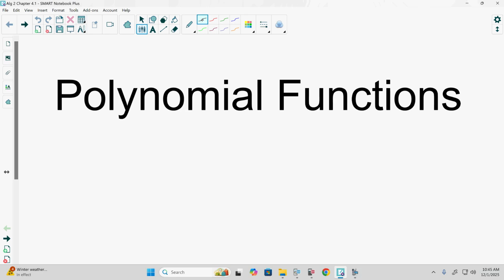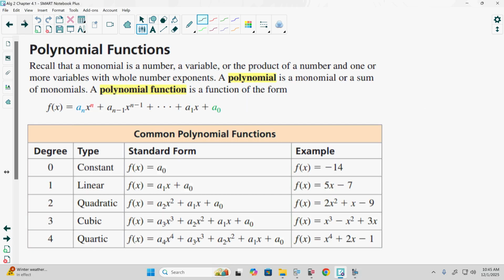So we're going for polynomial equations with degree 3 or greater. 2 is also included. But we're going to look at degree 3, our cubics, our quartics, our quintics. We're going up in degree and finding the solutions that make these equations true. So, recall that a monomial is a number, a variable, or product of numbers.